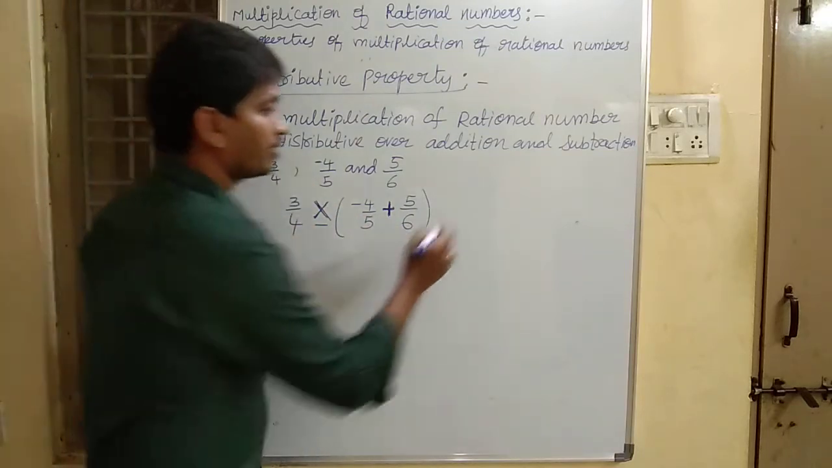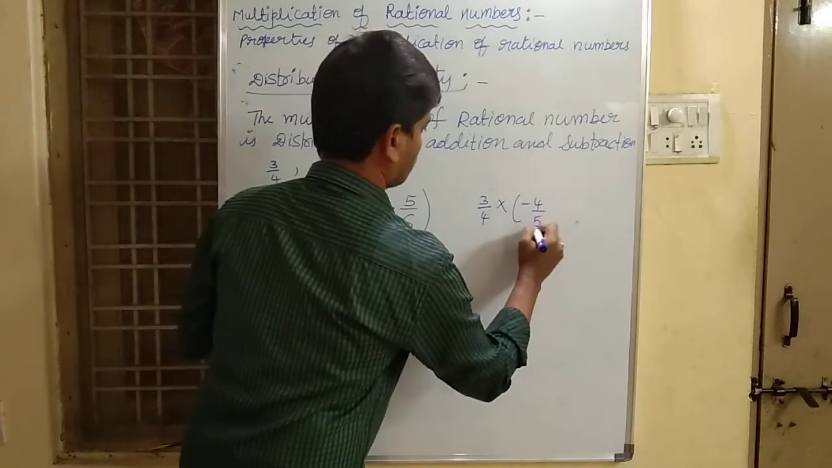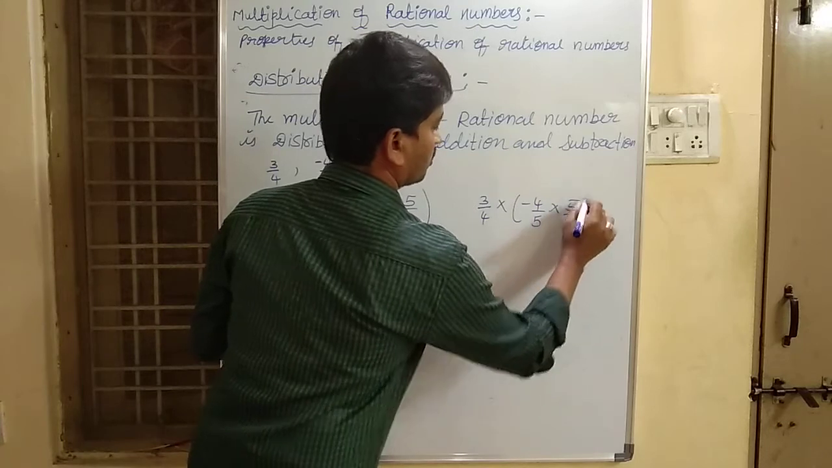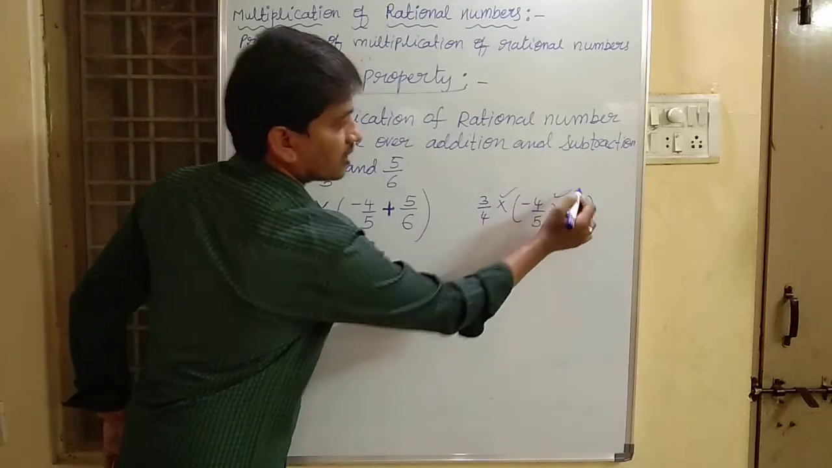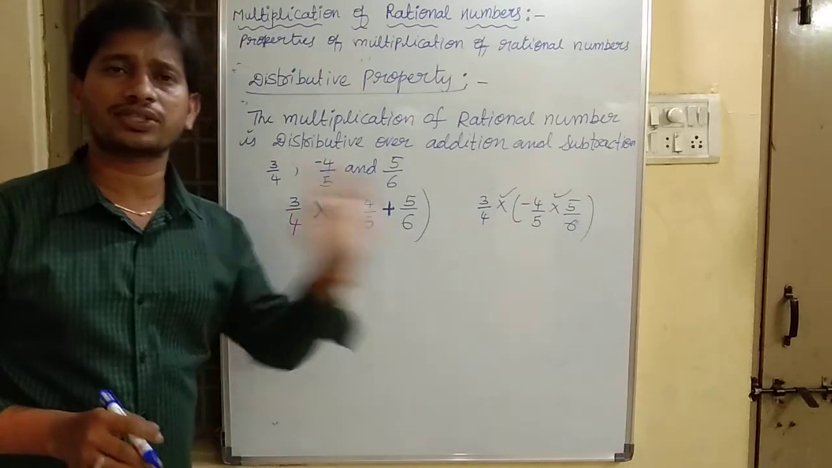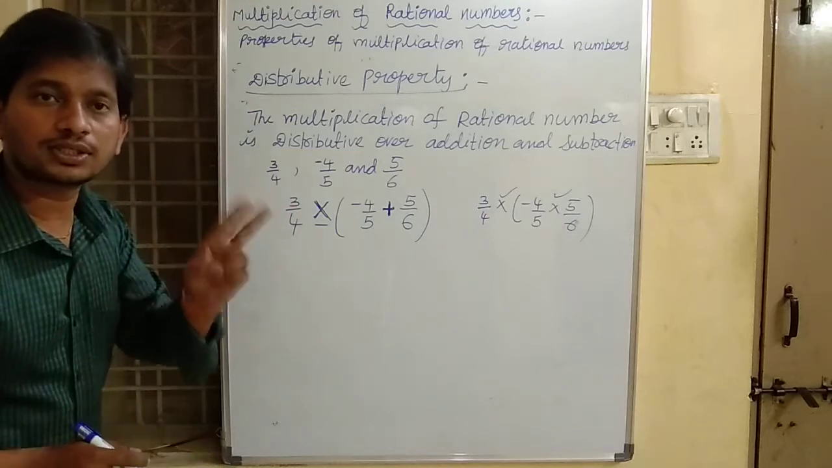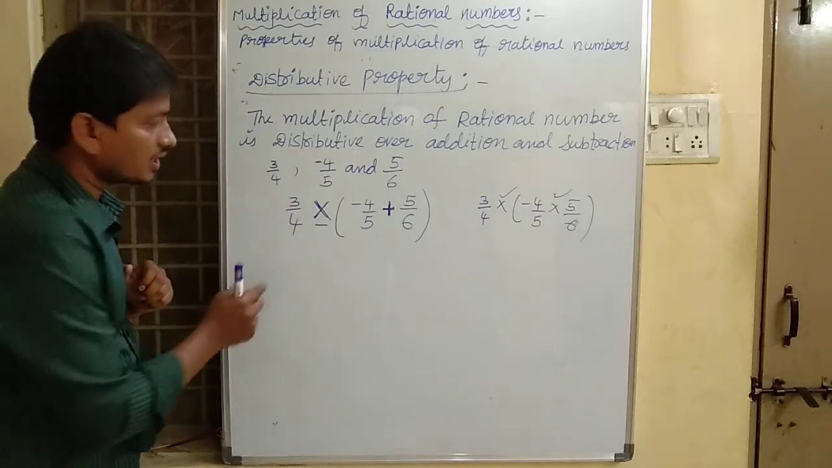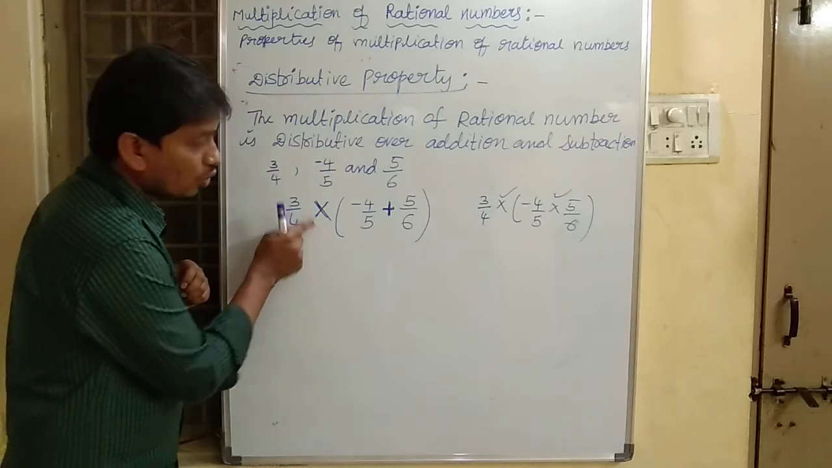This is associative property. Both are the same operation, either multiplication or addition or subtraction. But in distributive property, we will use two operations. Okay, so this is called distributing over addition.